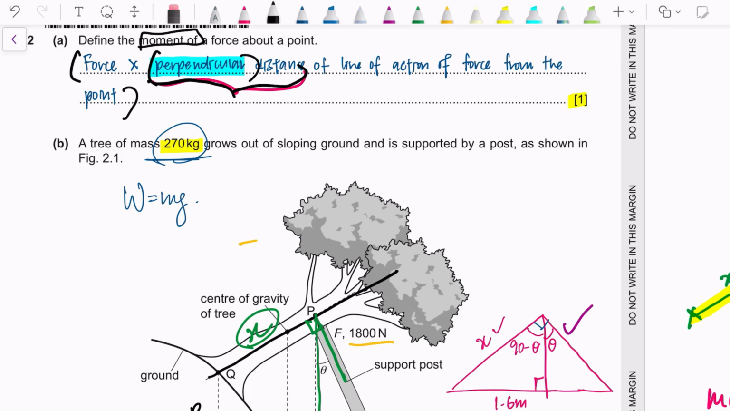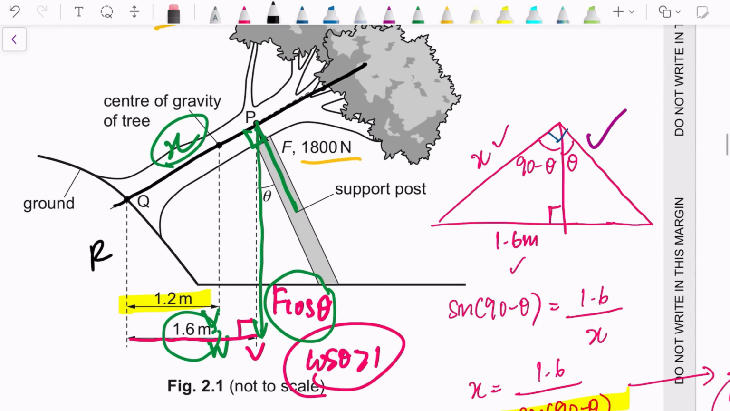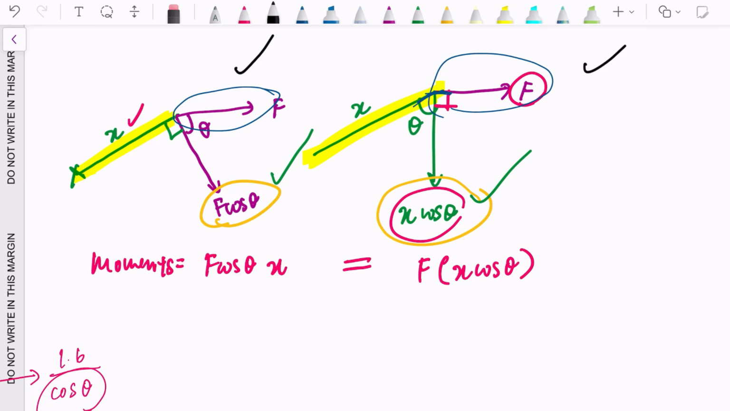But of course, the simplest way is, if the force is perpendicular to your axis, find a way to make your distance perpendicular to it. Don't resolve your force. You will not get the same answer. But if it's not perpendicular, like in these two cases of scenario, you can resolve either one, you get your answer. So just this is something to be aware of.